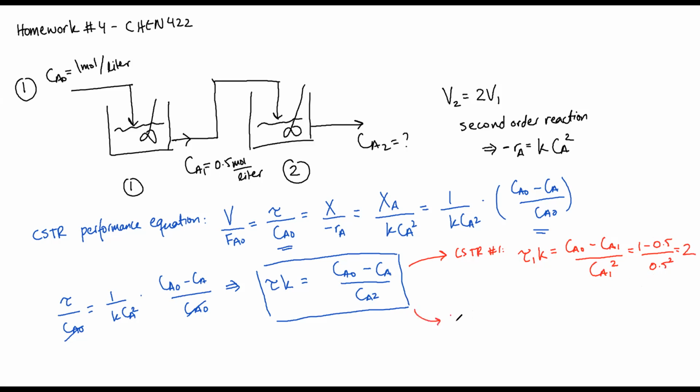Okay, and now let's look at CSTR2. And in this case, tau2 K is equal to, the CA0 to the second CSTR is actually CA1, right? So for this one, it's going to be CA1 minus CA2 divided by CA2 squared. Okay, and in this case, I only have one: CA1 is 0.5. I don't know what CA2 is. So we have to solve for CA2.